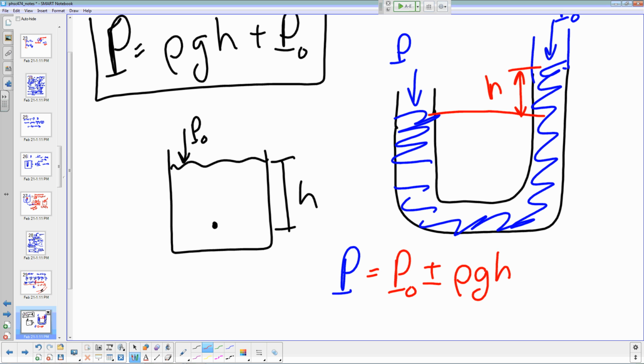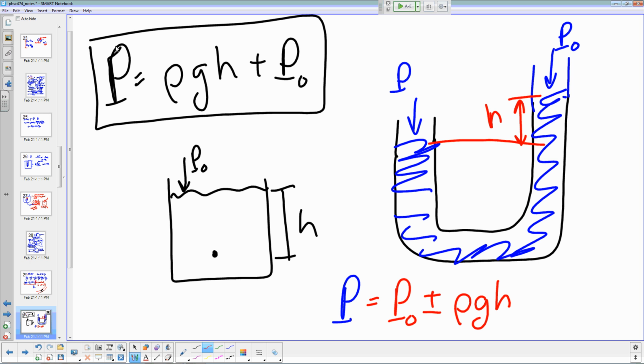In this case, is P bigger or smaller than P naught? It's bigger because it's pushing down more on this side and pushing this fluid up into the tube. So P is bigger than P naught, and so the appropriate sign that we'd use here would be the positive. So we'd say P equals P naught plus rho gh. That's called a manometer. It's used for pressure measurements.